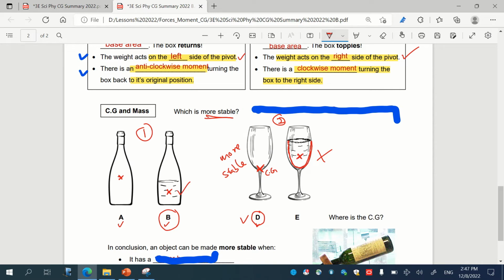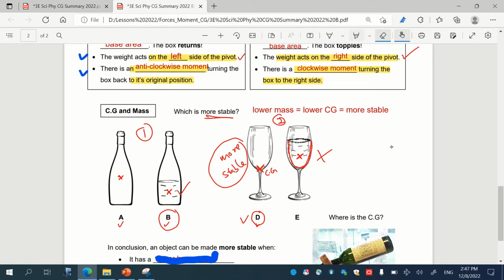So in comparison, the wine glass which is empty has a lower CG than the wine glass that is filled with liquid. Therefore, now the empty wine glass is the one that is more stable. Okay? Pardon my mistake in the beginning. So that's the reason why. So can you write at the side here?